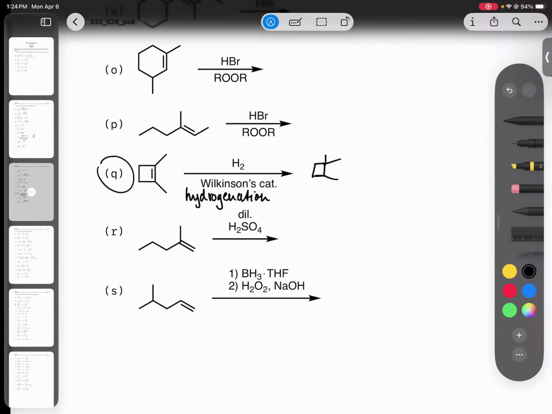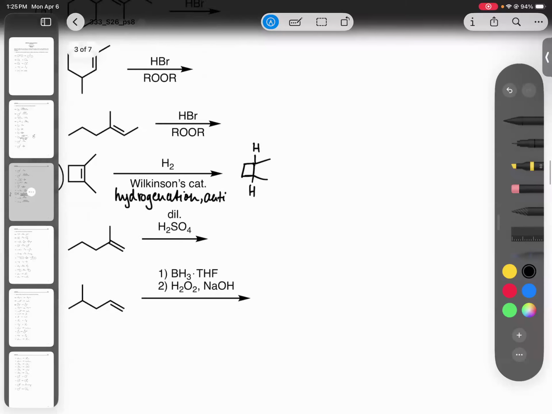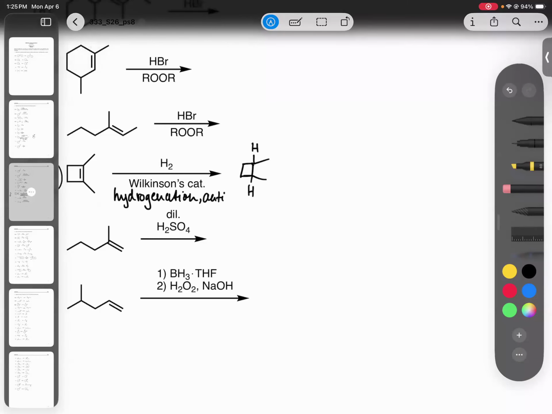So our product is going to be this, all right? However, there's a difference between H2 with Wilkinson's catalyst and H2 with palladium or platinum metal, okay? The palladium or platinum metal does syn addition, and Wilkinson's catalyst does anti-addition, all right?